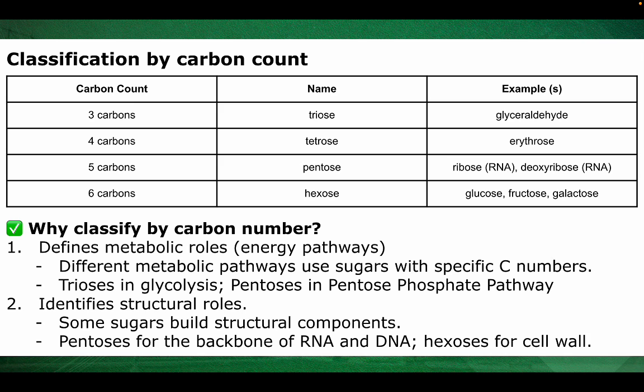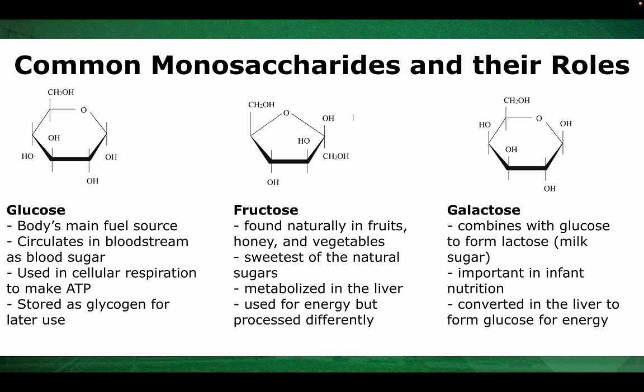Basically, without pentoses, there's no genetic material. It also determines the structure of sugar and how it connects to other molecules. So knowing the carbon count helps us predict its function and behavior in the body. So this slide shows you the common monosaccharides and their role.